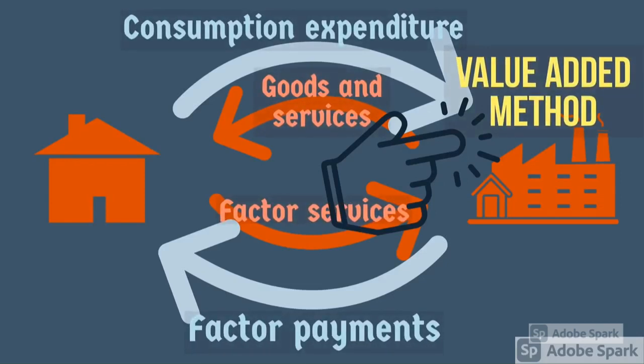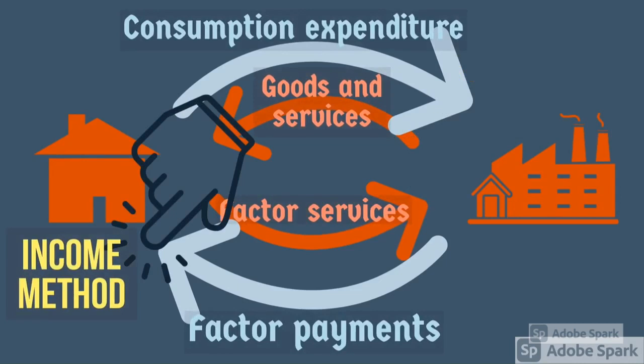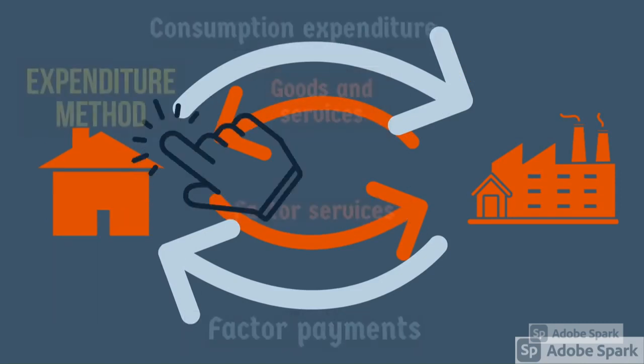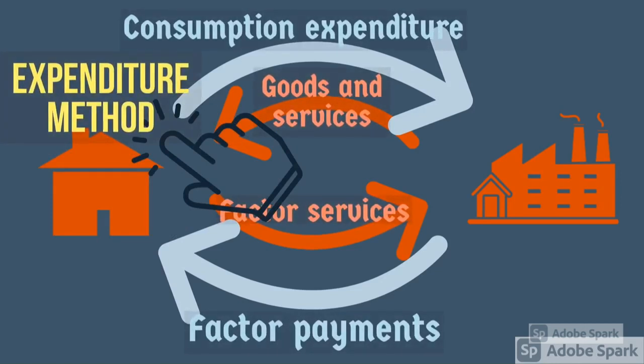When national income is calculated in the generation phase, where firms produce goods and services, the method used is value-added method. The income method measures national income from the perspective of factor incomes in the distribution phase, where factor incomes flow from firms to households. And finally, in the disposition phase, the incomes received by factors of production are spent on goods and services produced by the firms. The expenditure method measures national income as sum total of final expenditures.